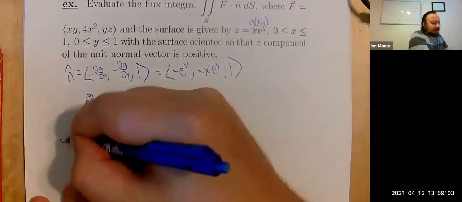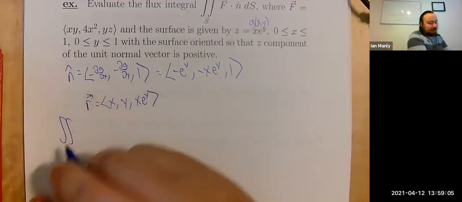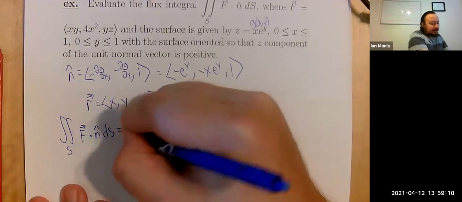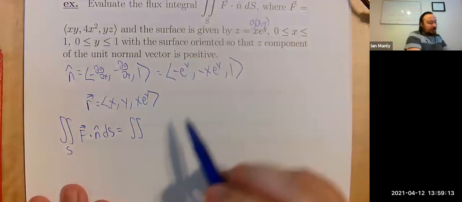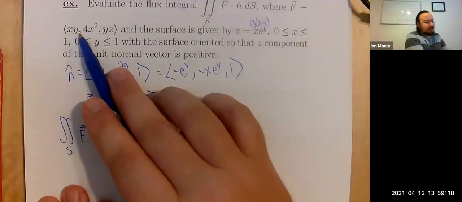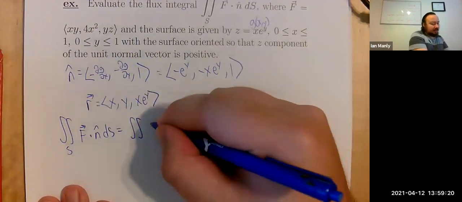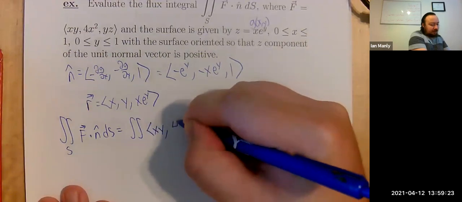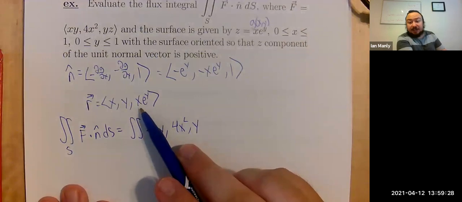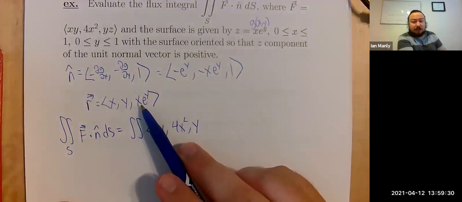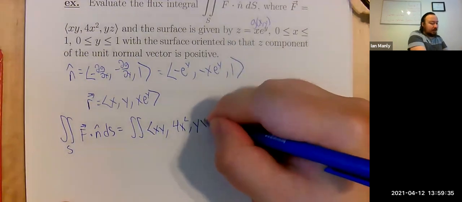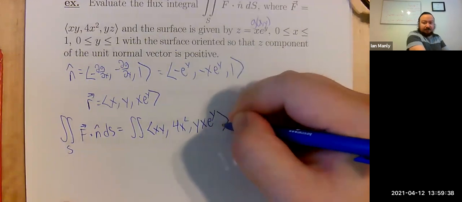Now let's do the integral. The surface integral, or the flux of F dot n dS. Our vector field F is x, y, 4x squared, and then y times z. So we have x, y, 4x squared, and then y. Now, we're not writing z as z here. We're writing z as x e to the y, because z equals x e to the y. So we have y, and then x e to the y for that.